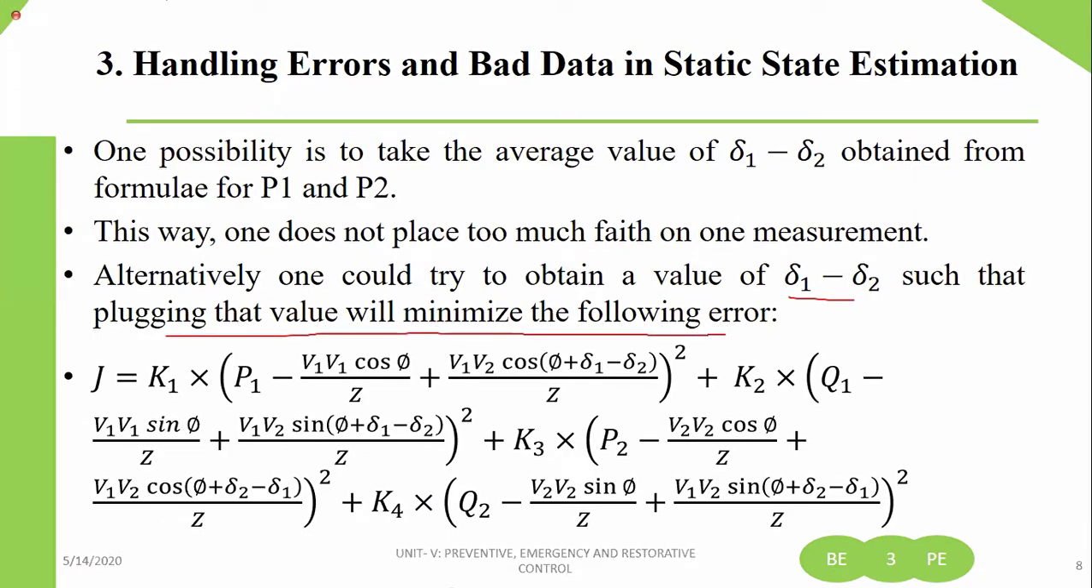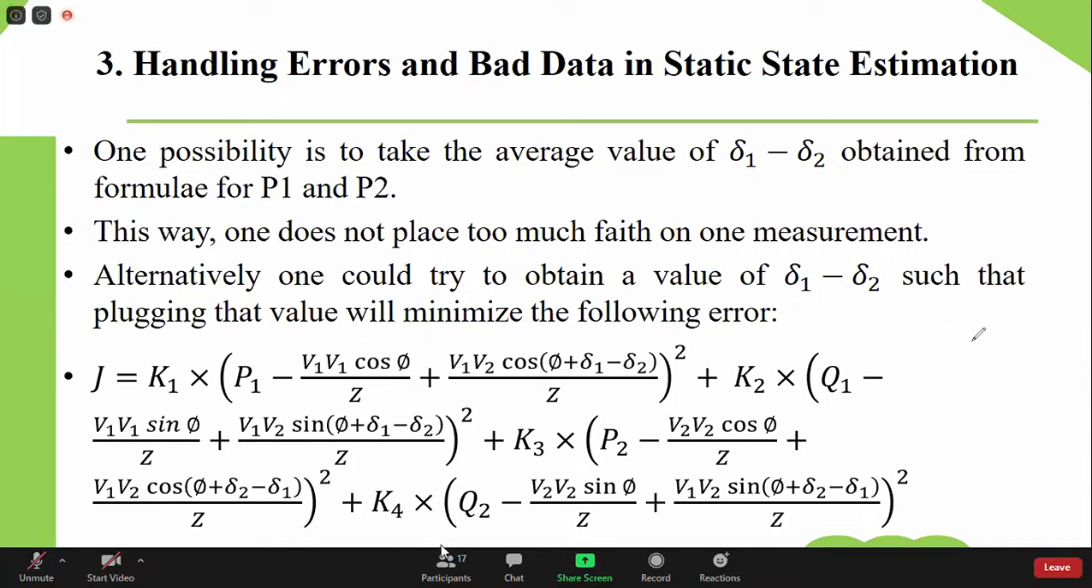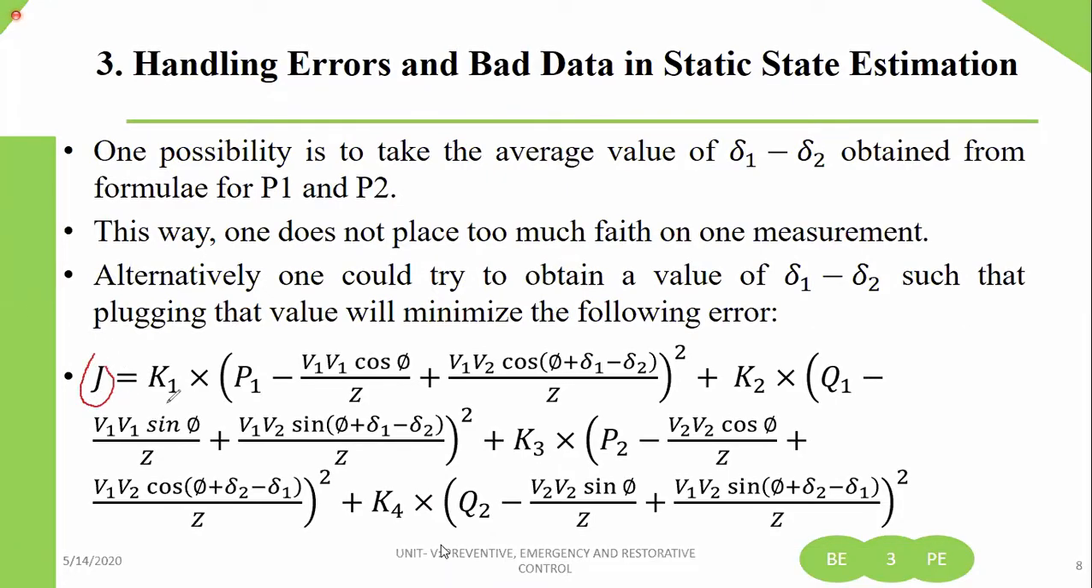So which means we have to go back to the optimization concept. You have to take this, and then you know that minimize this J is equal to, you introduce one constant k1 into p1 and square it. This is a basic formula for how to handle the bad data or the error handling.